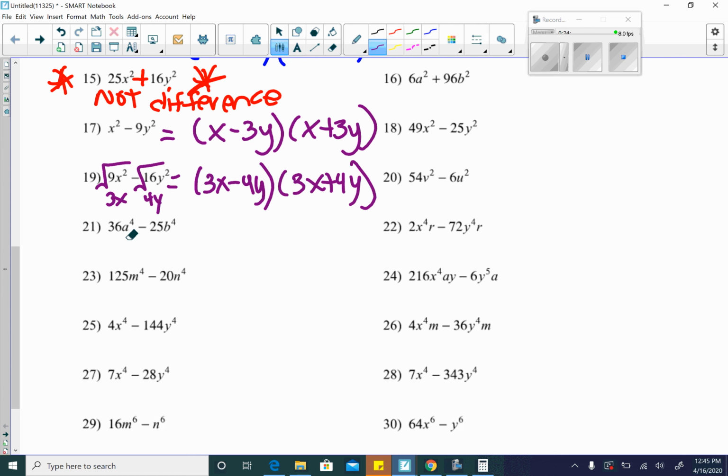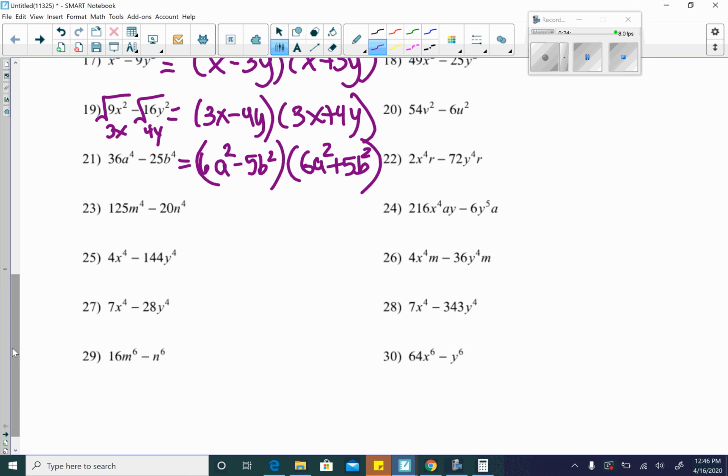Okay. Same thing here. Yes, it is to the 4th power. Yes, that doesn't matter. That's fine. Okay, if we take the square root of a 4th power, it's just squared then. So this is 6a squared minus 5b squared times 6a squared plus 5b squared. Okay, taking the square root of a 4th just makes it squared.